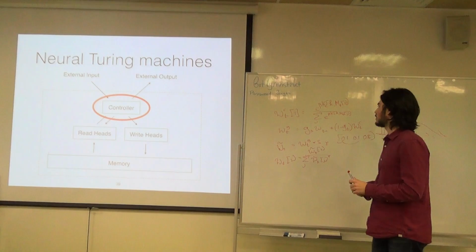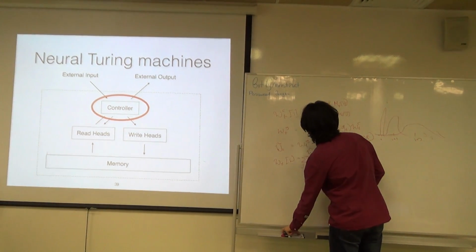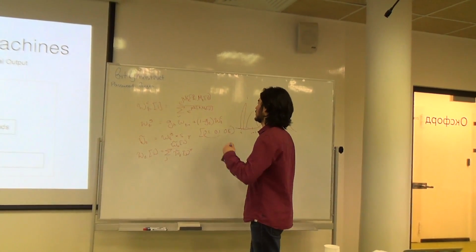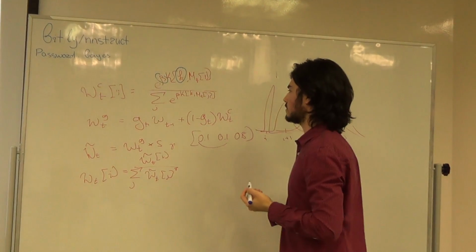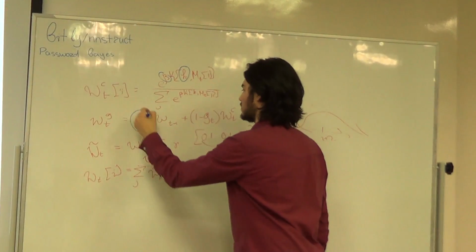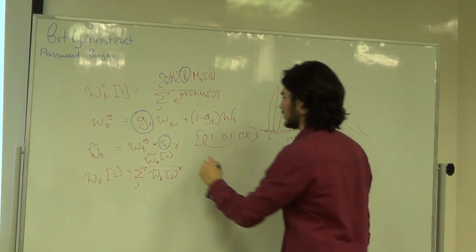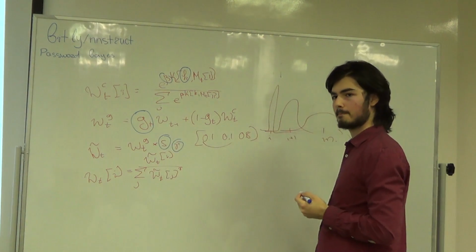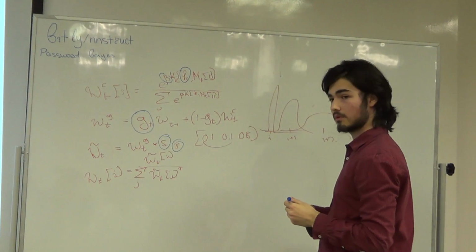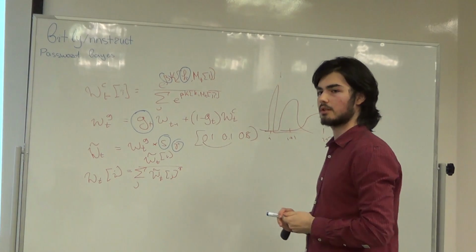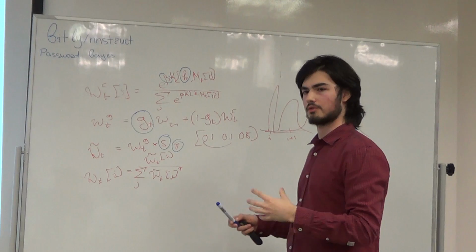Actually, let's look at these formulas. Let's circle the elements that are generated by the controller. First of all, it is the key. It is this temperature. It is this gate, right? It is this kernel, and this sharpening coefficient. So 1, 2, 3, 4, 5. But this is for each head. And for the write head, same. And it is also possible to have multiple read and write heads.